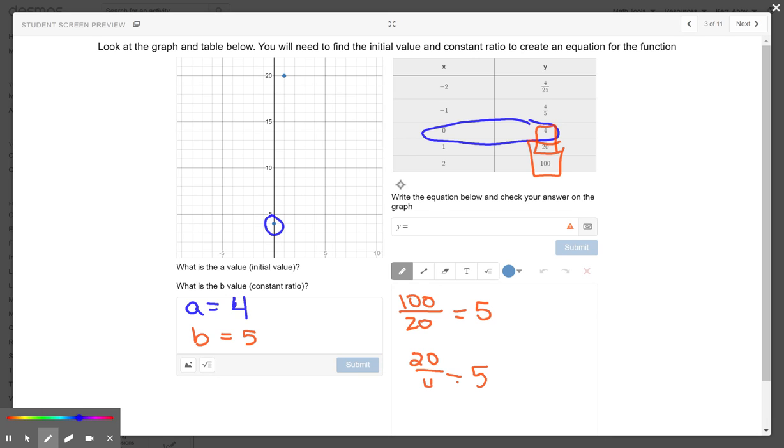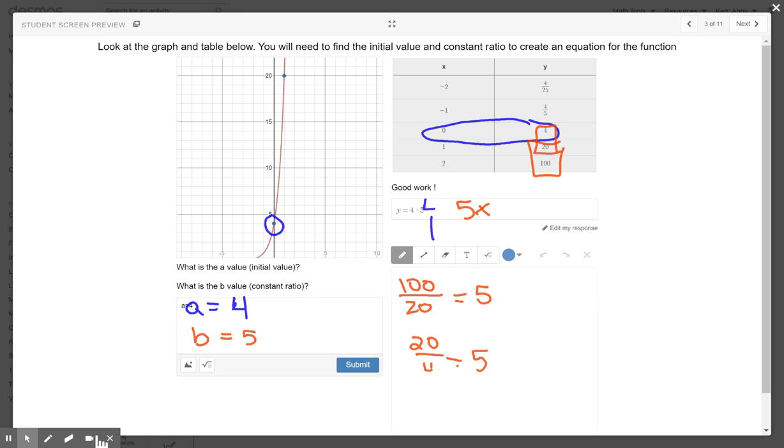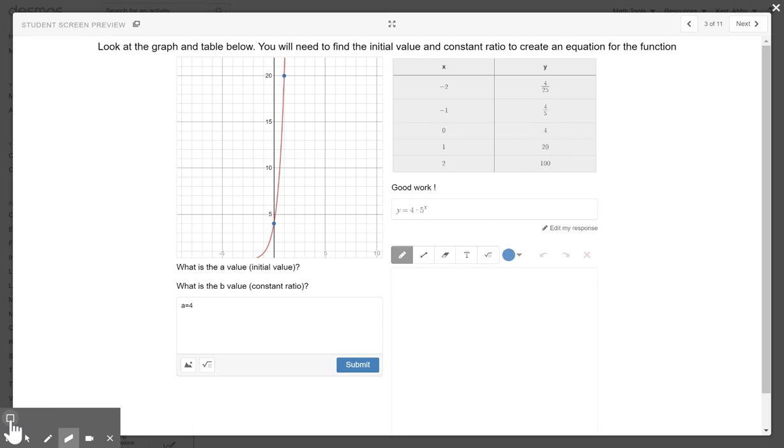And then you put it all together, it's 4, and then times your B value, raised to the x power. So you can confirm that by typing it. You can use parentheses or the multiplication symbol. And it says good work.